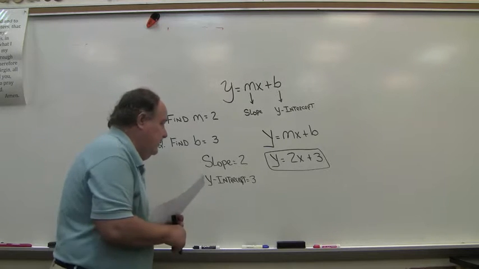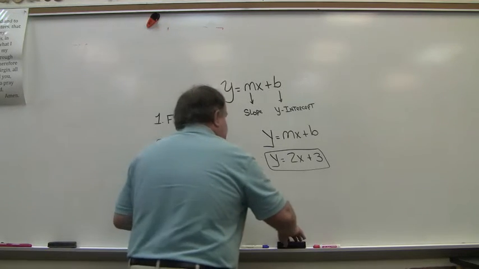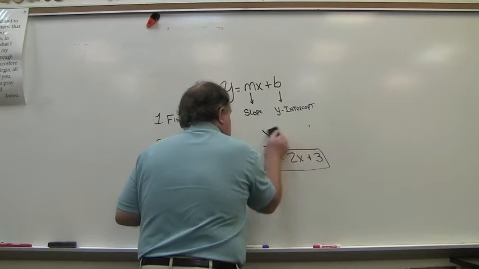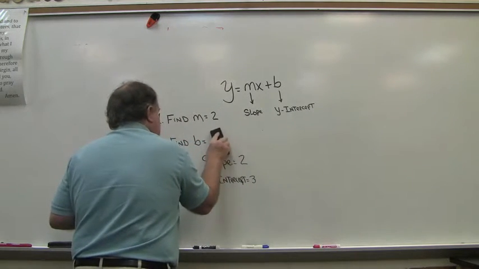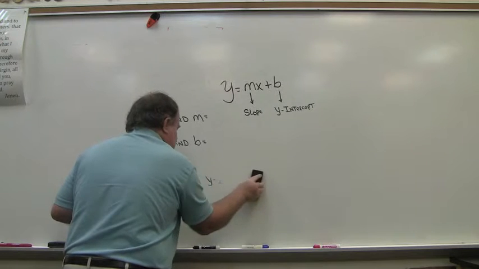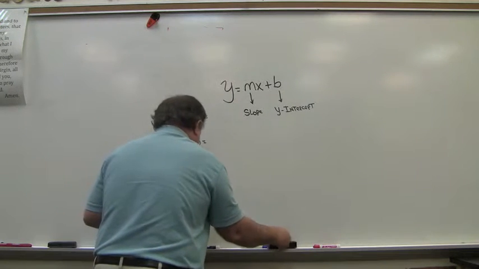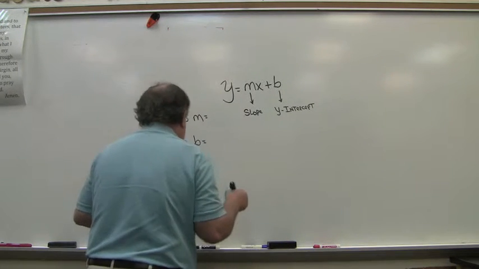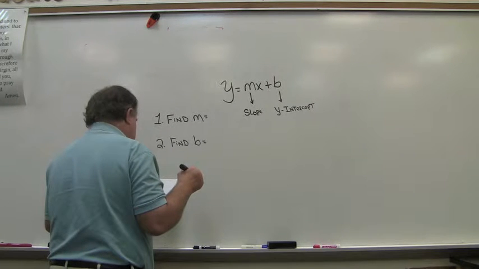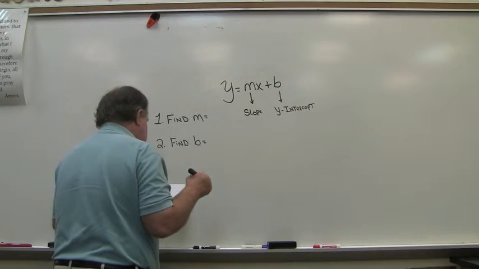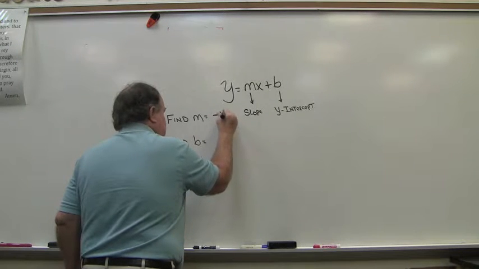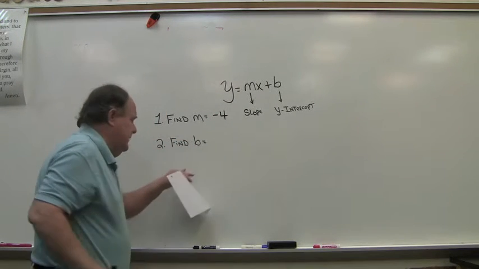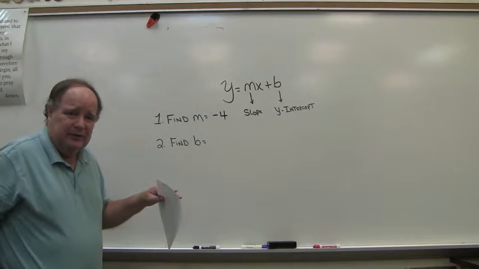Okay, now they're going to get a little fancier, and they're going to ask you a different question. Let's look at example 2. Okay, we're going to get rid of this. We're going to do the same thing every time. Example 2 says this. They give us the slope. They say the slope is -4. So right away I'm going to say the slope is -4. But they don't give me the y-intercept.